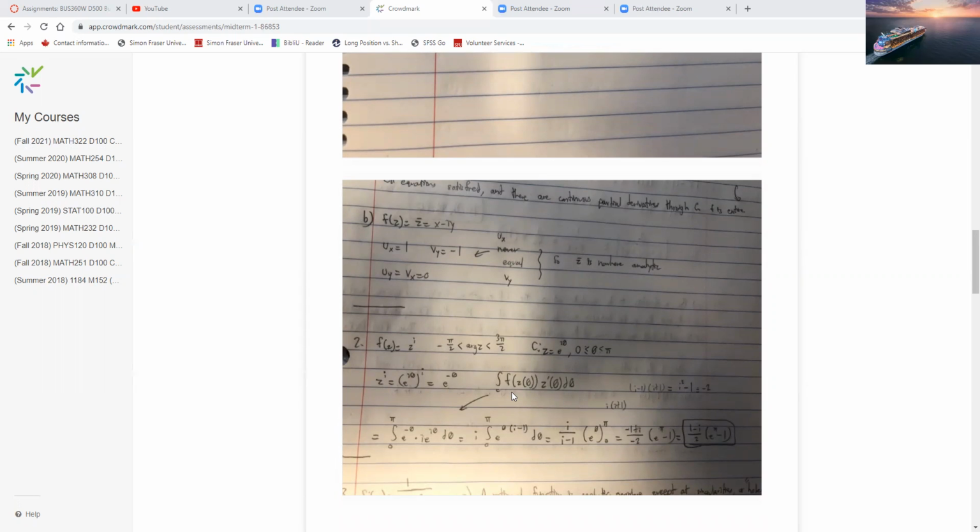The contour integral is f of z of theta times z prime of theta d theta, and they said it was from pi to 0. f of z of theta is e to the negative theta. And then z prime of theta is i e to the i theta, because you bring the i out to the front. And then I was able to evaluate it.